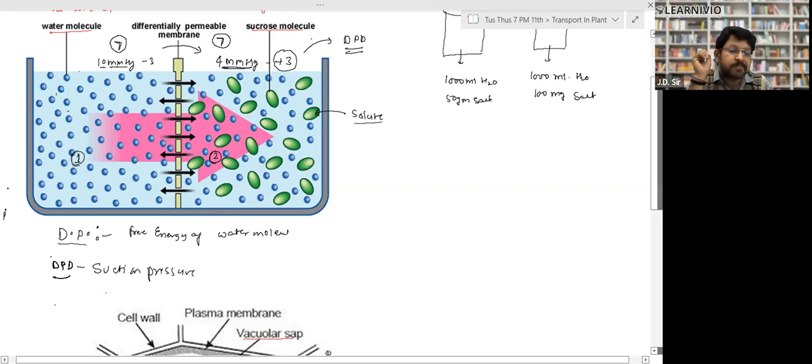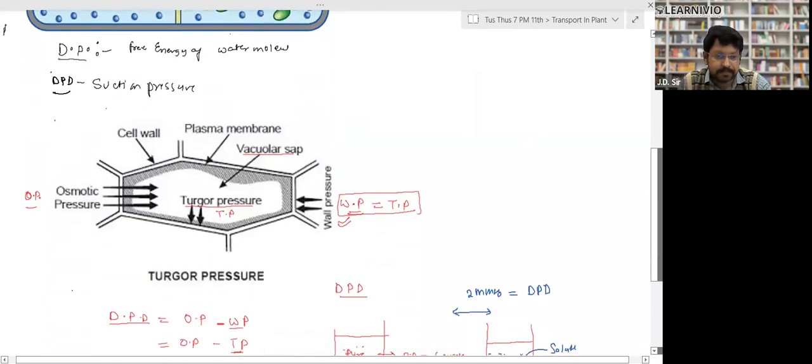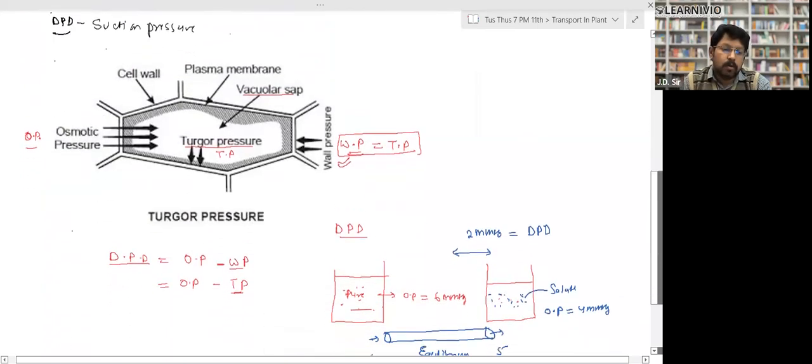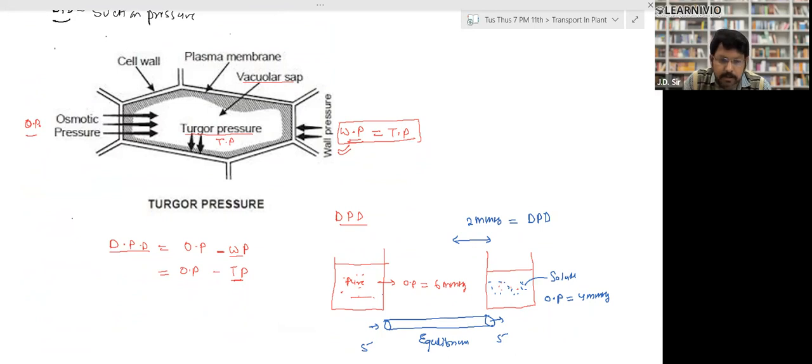So what is diffusion pressure? Movement of water molecules takes place from higher free energy to lower free energy. That is called diffusion pressure, right? This is the pressure which these molecules impart on the semi-permeable membrane. What is diffusion pressure deficit? The amount of diffusion pressure which is less at a particular point is called diffusion pressure deficit, right? DPD. Now come to the concept of this. What is the osmotic pressure? What is the turgor pressure? What is the wall pressure?